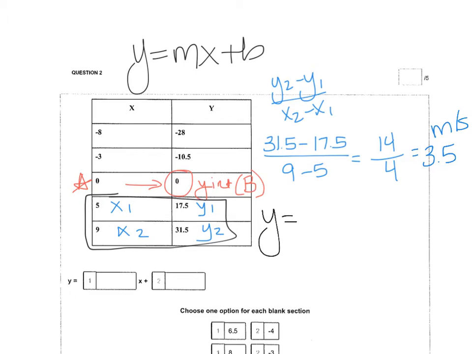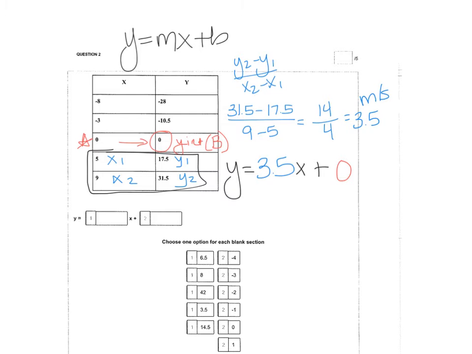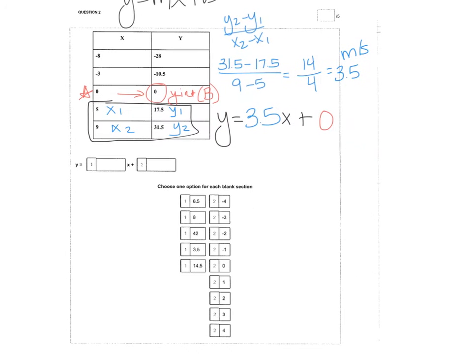So I've got y equals, my m, or my slope, is 3.5x. And again, you can have plus 0, or it could also be just 3.5x. On here, since it's a drop down on Schoology, when you answer, you're going to want to make sure that you point out that the y-intercept is 0.